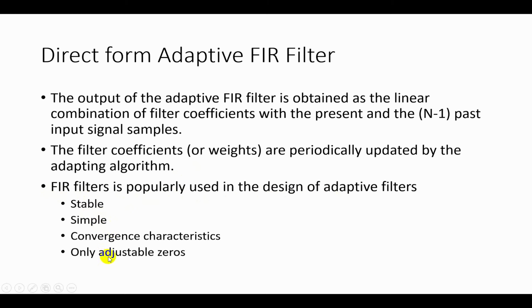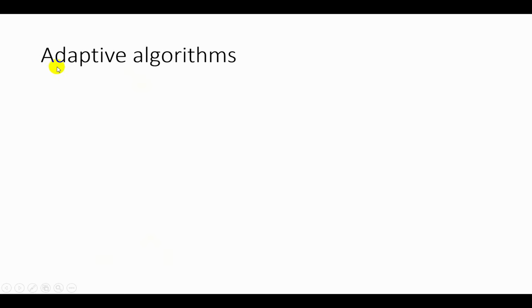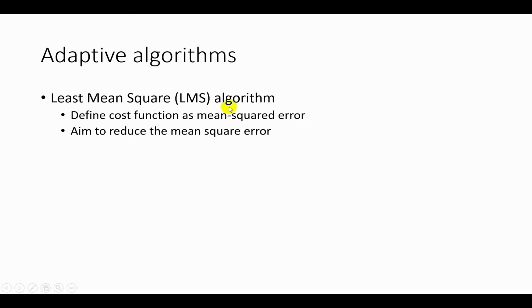An FIR filter has only adjustable zeros, but when you are going for an IIR filter, it has poles as well as zeros. There are different adaptive algorithms available. Each algorithm has a different cost function. For the least mean square algorithm, that is the LMS algorithm, the cost function is the mean square error. So the aim of this algorithm is to reduce the mean square error.